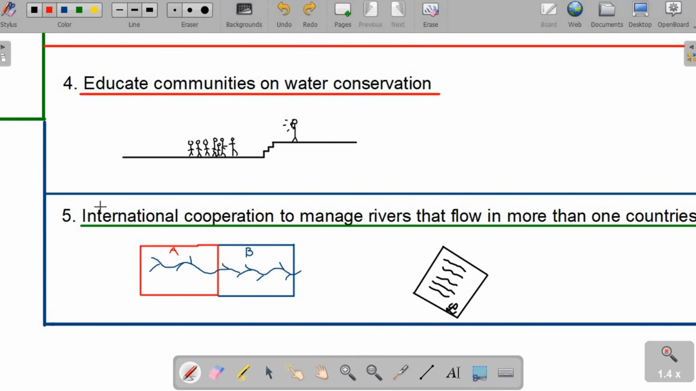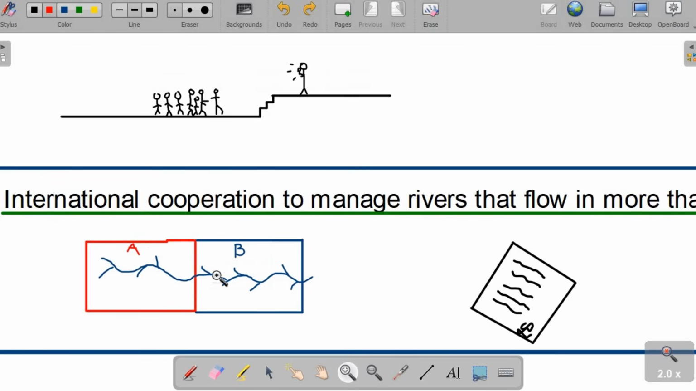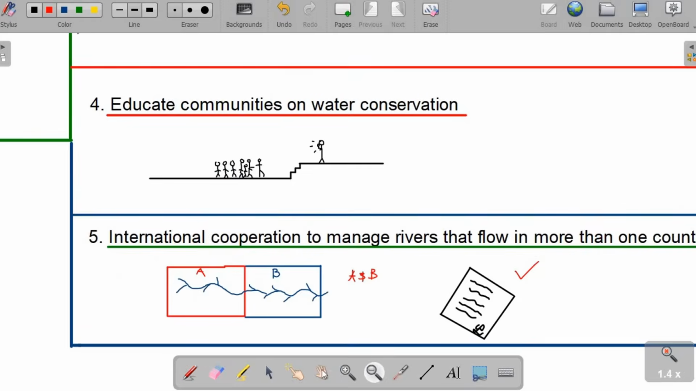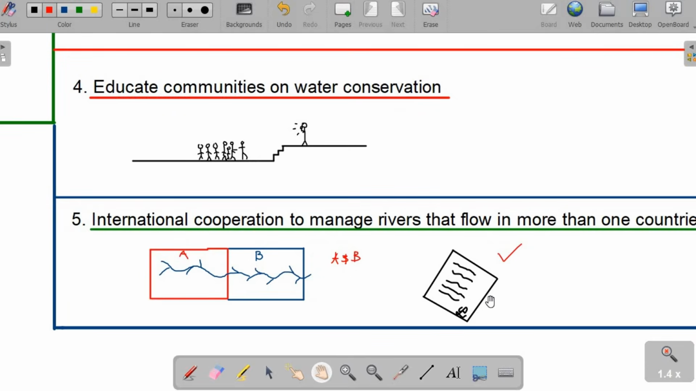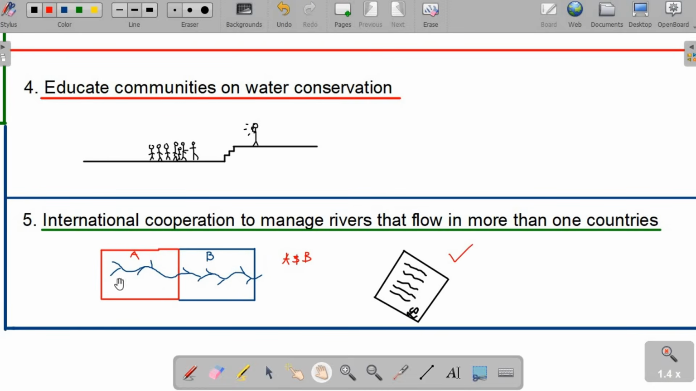Another strategy is to ensure that there is international cooperation to manage rivers that flow in more than one country. As we discussed, guys, some river systems go from one country and flow into other countries. And so as country A and country B, we have to sign an agreement, and ensure that we enforce the laws that we put down on paper, ensure that each country is working towards ensuring that our river systems are clean. No one pollutes our river systems, because now this directly affects us.